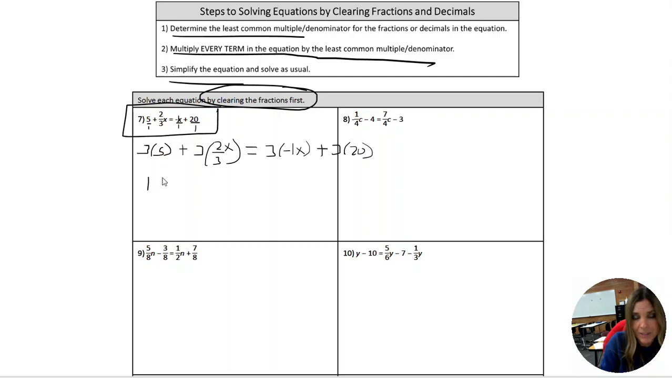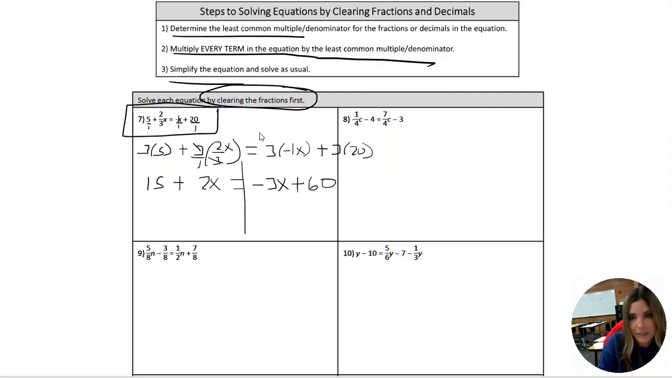So this ends up giving us 15 plus, if I take 3/1 and I multiply by 2/3, I get 6/3. This 3/3 can cancel to a 1. Either way you think about it, that ends up being a 2x. 3 times -1x is -3x, and then 3 times 20 is 60. Okay? And then you just go ahead and solve the equation that you have left, just like you already know how to do.